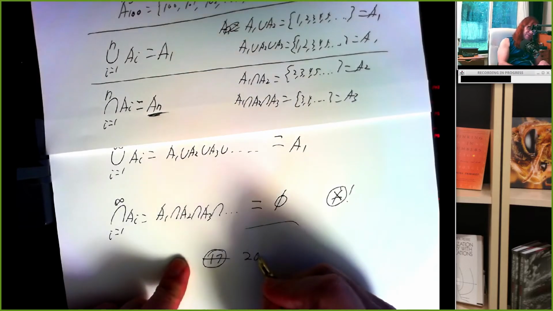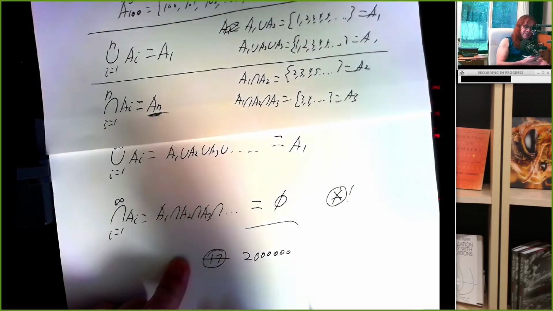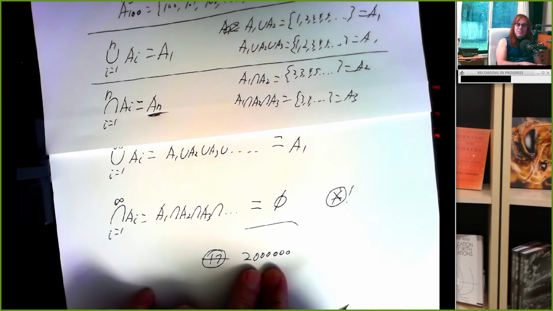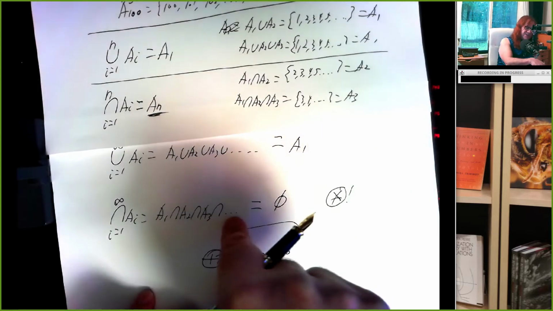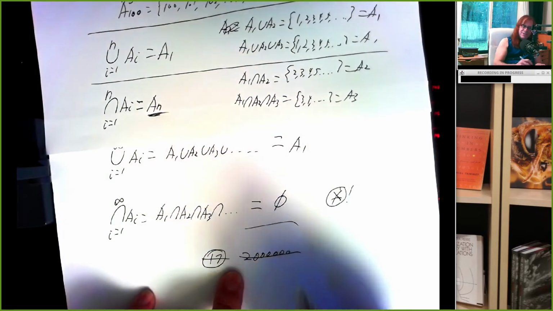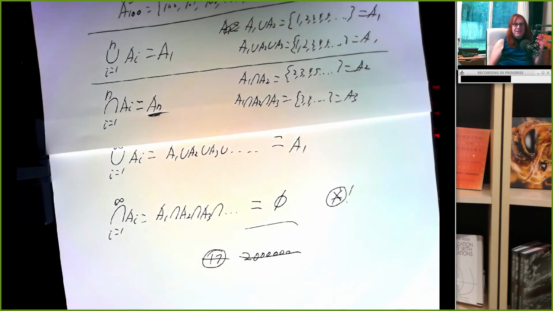Okay, well maybe the number 2 million is in this union. Well, if I look at A 2,000,001, it doesn't contain this number. And so when I take the union with A 2,000,001, this number will not be contained in the intersection. And any number you think of, you can do the same argument and show that it cannot be in the intersection. Your only conclusion is there's nothing in the intersection. It's got to be the empty set.